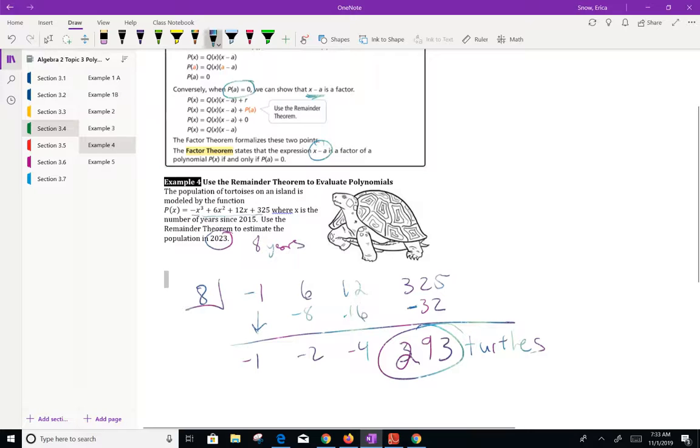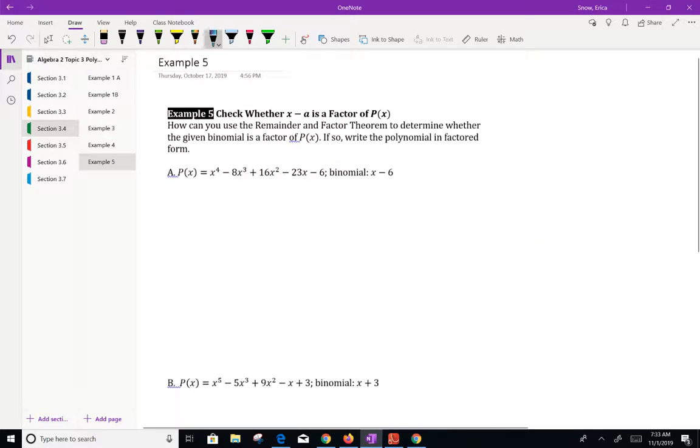So if I did that, that's the same as taking negative 8 cubed plus 6 times 8 squared plus 12 times 8 plus 325, and then putting all that in a calculator. So 293 turtles. Okay, our last example says, how can we use the remainder factor theorem to determine whether it's a factor?